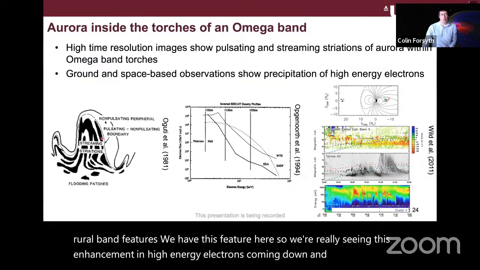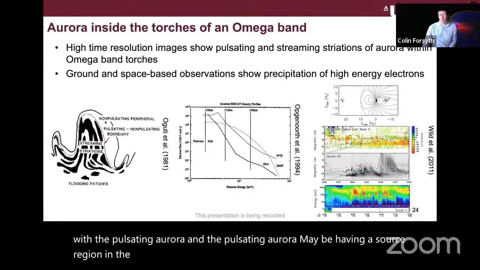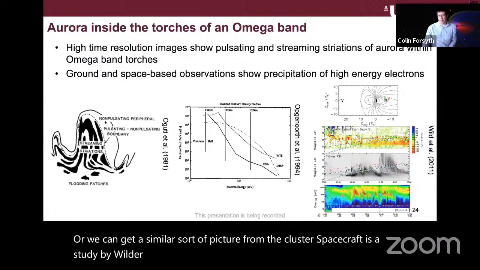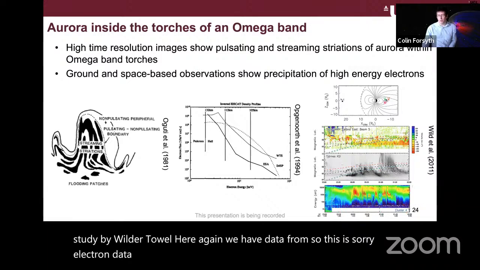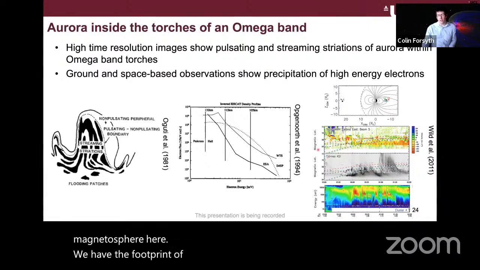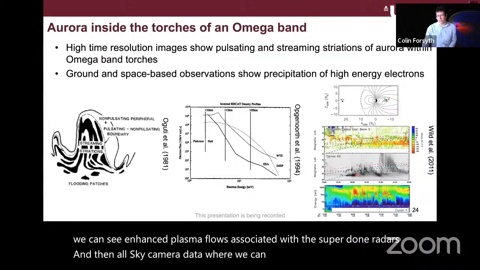And this again fits with the pulsating aurora, and the pulsating aurora may be having a source region in the ring current. And we can get a similar sort of picture from observations from the Cluster spacecraft. This is a study by Wild et al. Here again, we have electron data from Cluster 4, which was very close to the inner magnetosphere here. We have the footprint of this as it passes over the SuperDARN radars. We can see enhanced plasma flows associated with the SuperDARN radars, and then all sky camera data where we can see this is associated with an omega band.